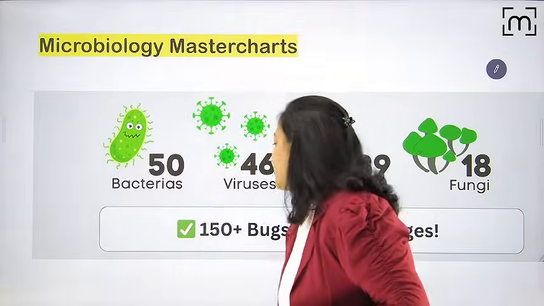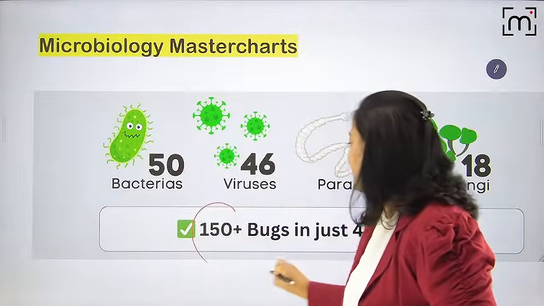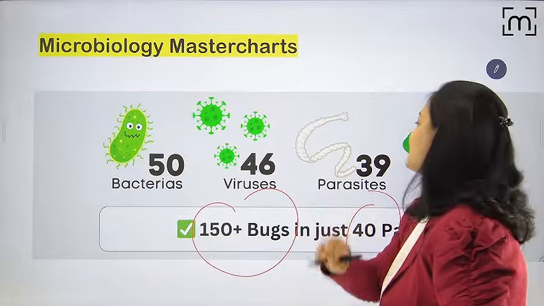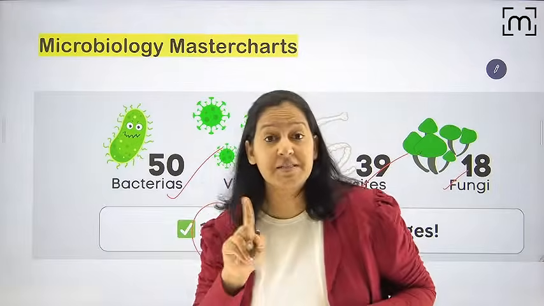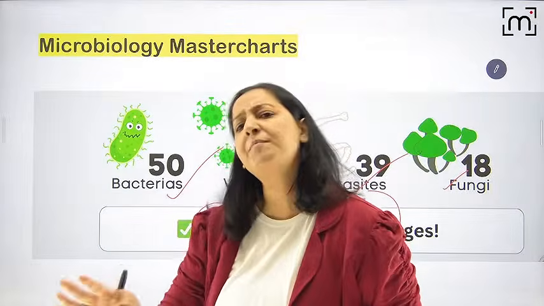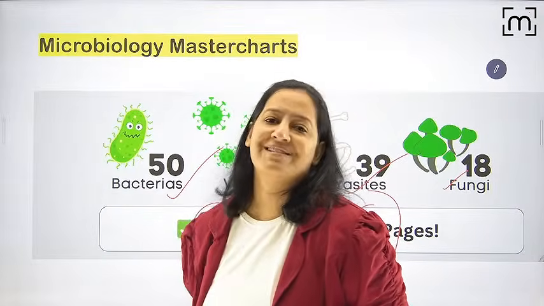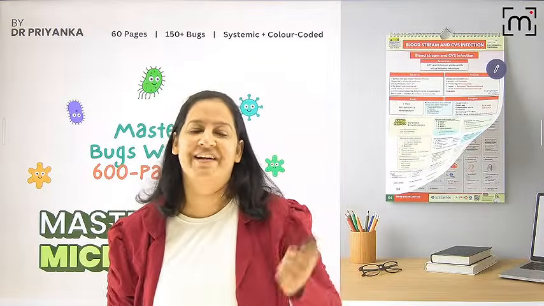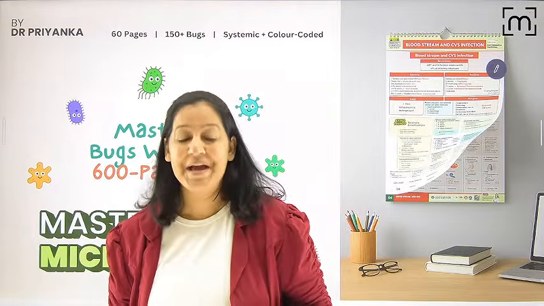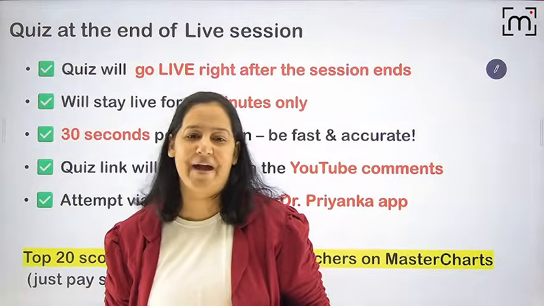So you can see the microbiology master chart, 150 bugs in just nearly 60 pages. You can see all bacteria, virus, parasite, fungus. I will not skip even a single bug. Even a minor bug I will cover in these 25 hours. Got it? And that is the best way to revise it: the master charts, my calendars, my secret magic of the entire microbiology.